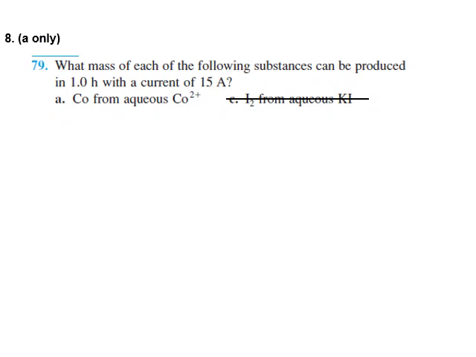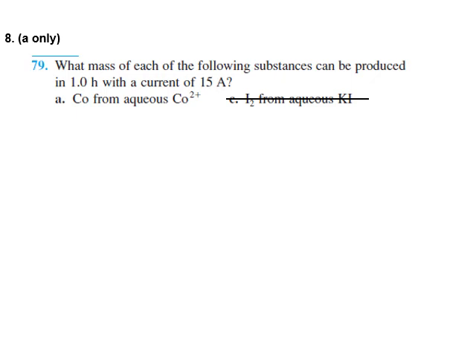Okay, electrolysis. What mass of each of the following substances can be produced in 1 hour with a current of 15 amps? So we want to multiply 15 amps, which is 15 coulombs per second, times the number of seconds. In this case, it's 1 hour. 1 hour is 60 minutes, and each minute is 60 seconds. So 60 times 60 would be 3,600 seconds. Multiply that times 15.